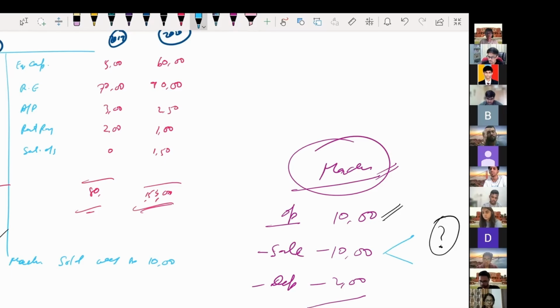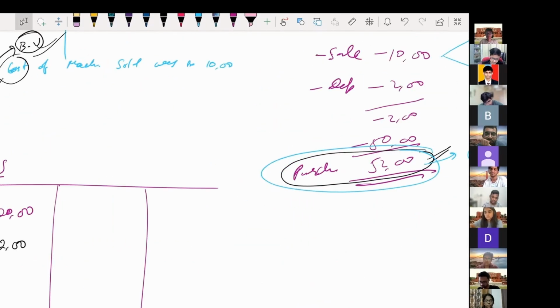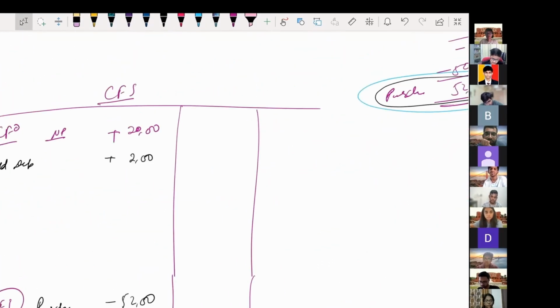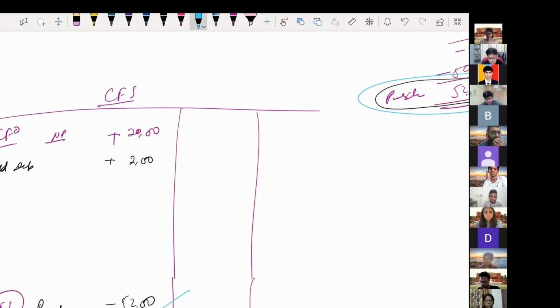So after including the profit element, we got to know that the cash you got because of sale was 15 lakh. Similarly, about the purchase, it was 52 lakh. So this 52 and this 15 was transferred to the place where they belong. They belong to CFI. So I wrote purchase negative 52 and I wrote sales positive 15.